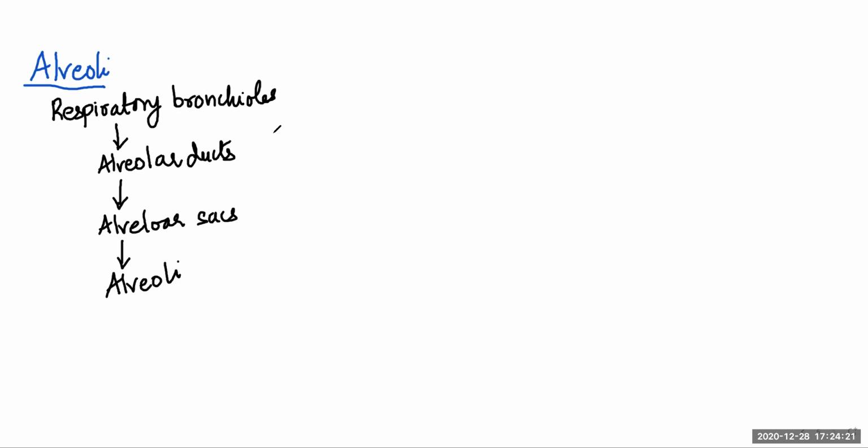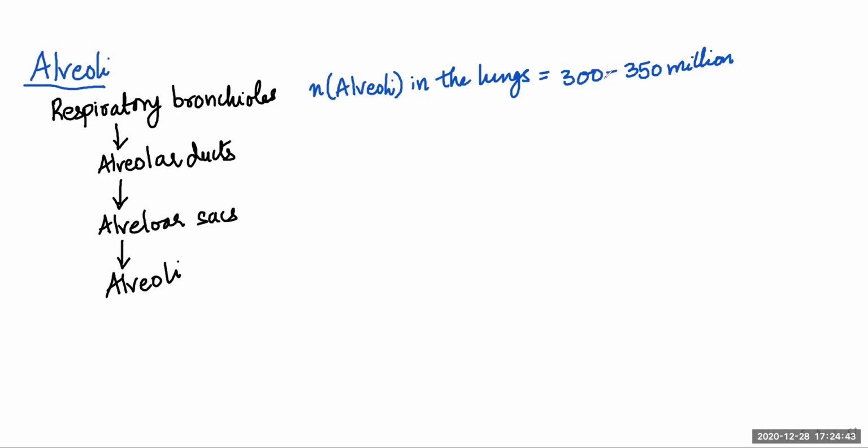Okay, all right. The total number of alveoli in the human body, in both the lungs, is 300 to 350 million alveoli. So basically, it increases the surface area. So that brings me to surface area. If I take all alveoli of the lungs and straighten them, the surface area of all the alveoli of the lung is 70 to 100 meters square.